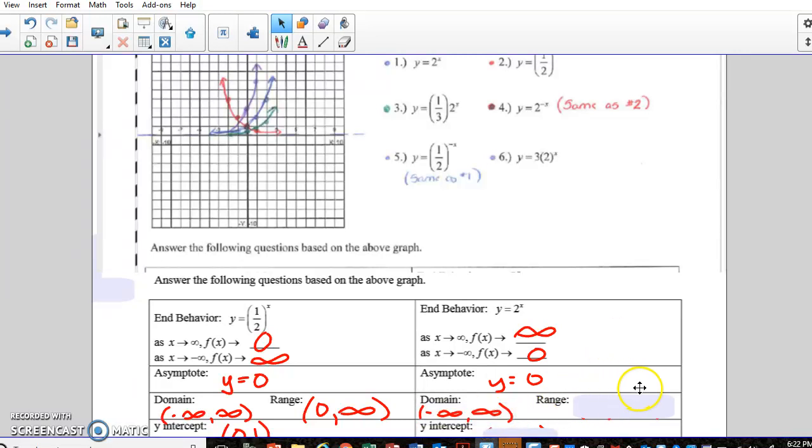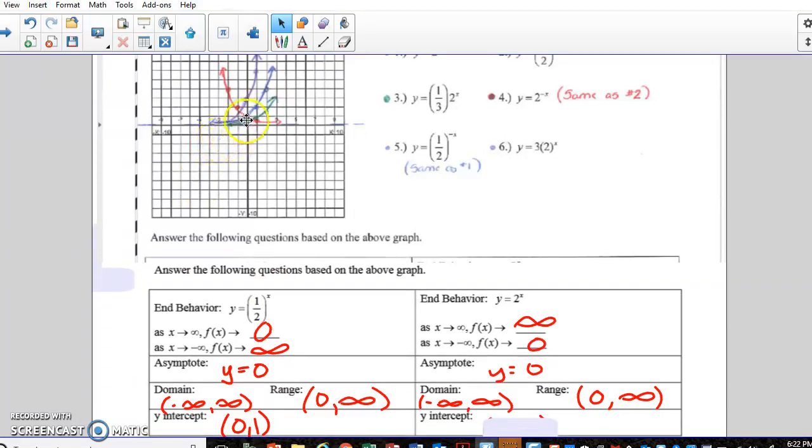Domain, all real numbers. Range, well, we can't be 0, but we can go from a little above 0 to infinity. And then what's the y-intercept? Looks like they intersect, so (0, 1). And same thing would happen. I would plug in 0 for x, and I would get y is equal to 2 to the 0th power, which anything to the 0th power, you should know, is 1.